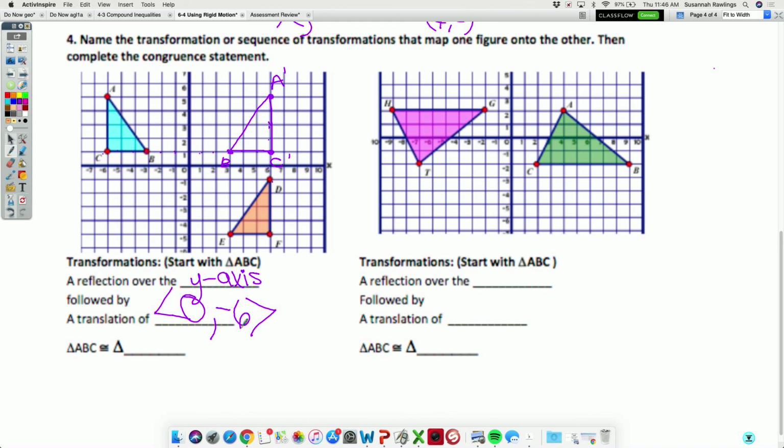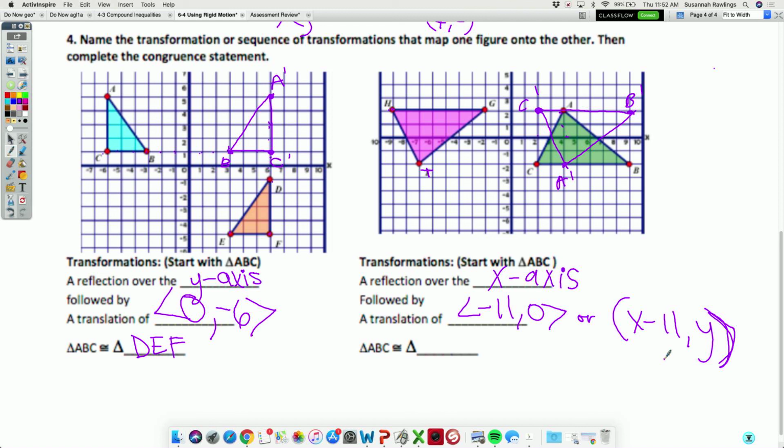Okay, and then we're finishing my congruent statement here. So triangle ABC would be Alondra. Where did it line up with? A, B, C would line up with? Thank you, Alondra. Alright, now I'm going to pause and let you guys finish the last one. And then I'll give you your review.